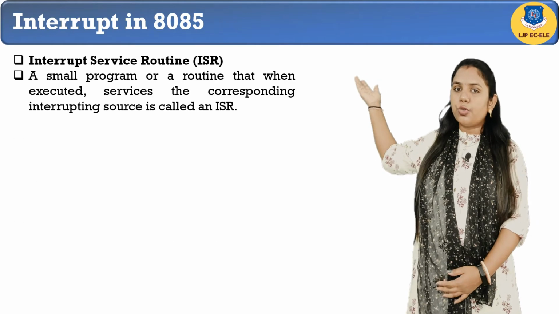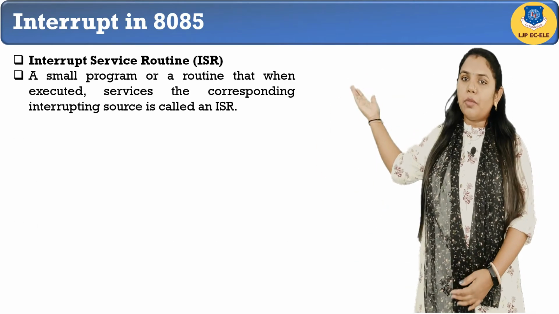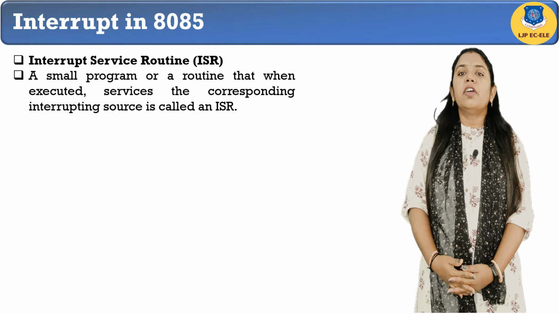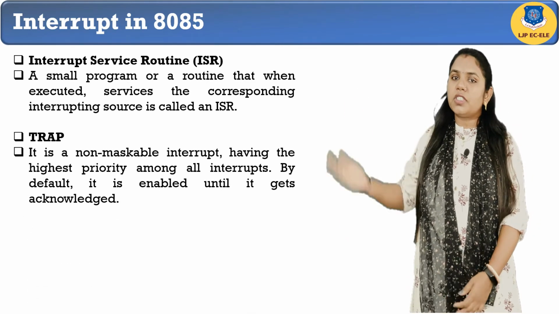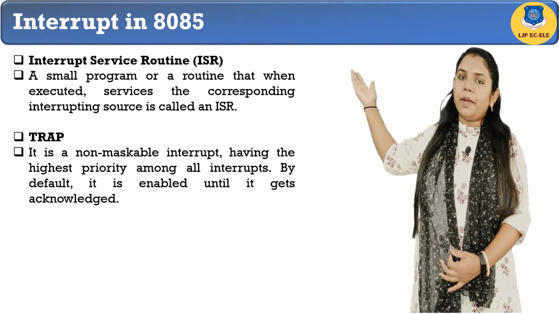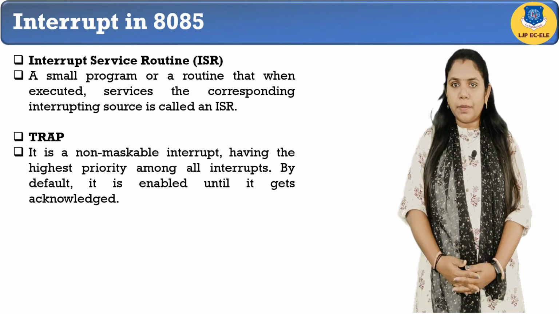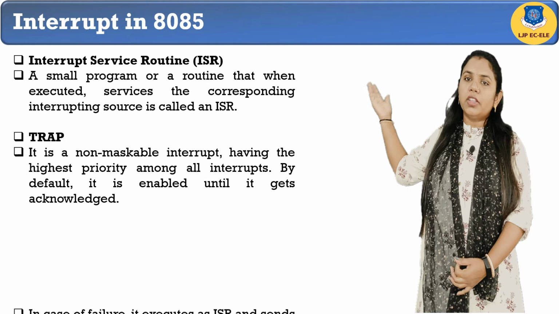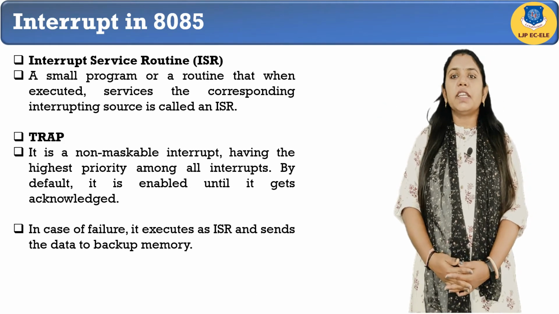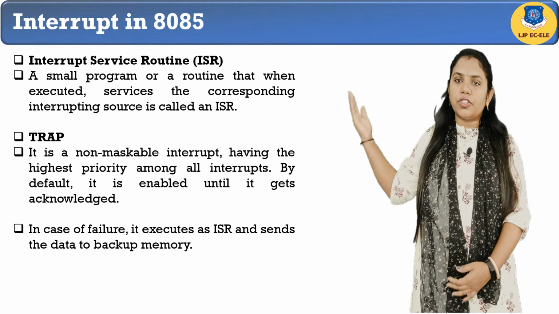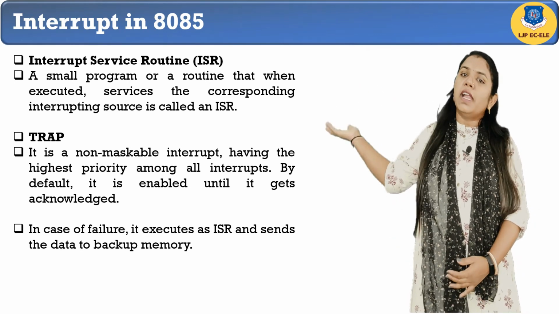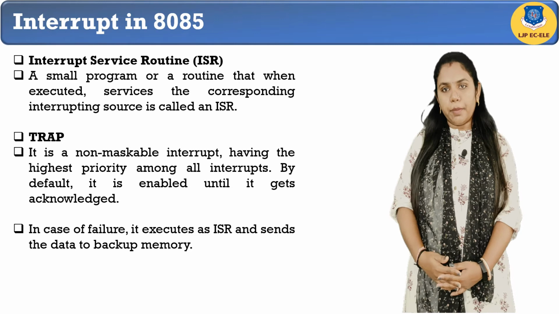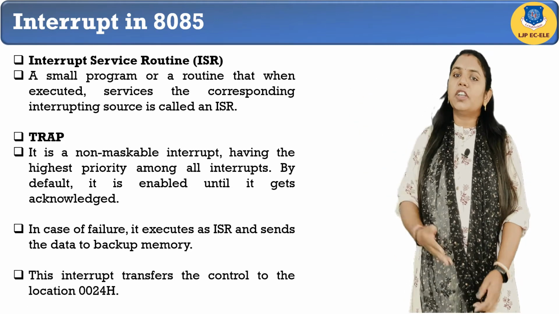Next, interrupt service routine. A small program or a routine that, when executed, services the corresponding interrupting source is called ISR. Next, TRAP. It is a non-maskable interrupt having the highest priority among all the interrupts. By default, it is enabled until it gets acknowledged. In case of failure, it executes the ISR and sends the data to the backup memory. This interrupt transfers the control to the location 0024 hex.